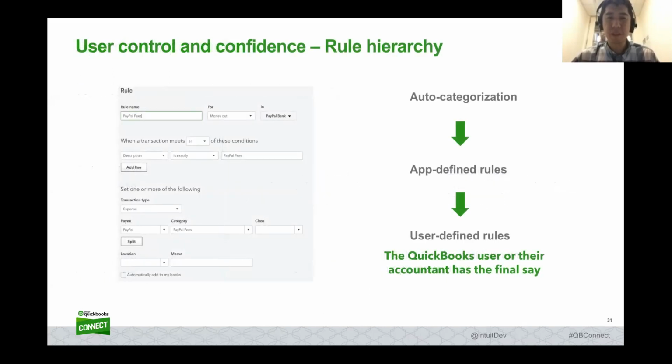And providing that user control is at the heart of all this. So all of the automation that I talked about, whether it's the auto categorization or rules that the user can define, we always allow the QuickBooks user or their accountant to have the final say. So being able to allow users to override logic that has been automated, and also surfacing transactions to the user on the UI so that they know what data is being passed.